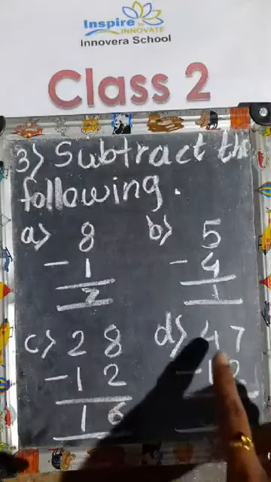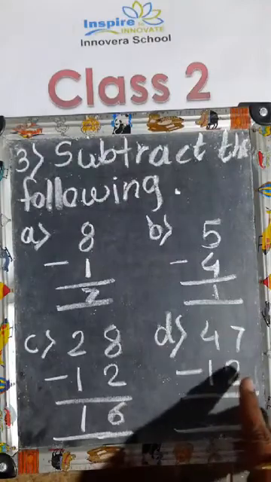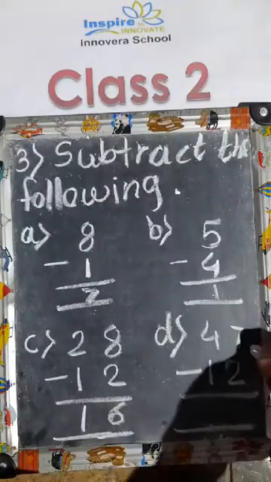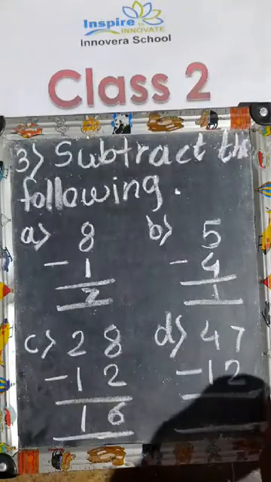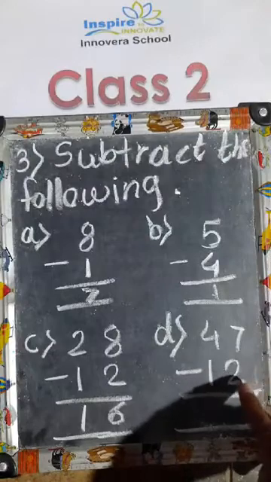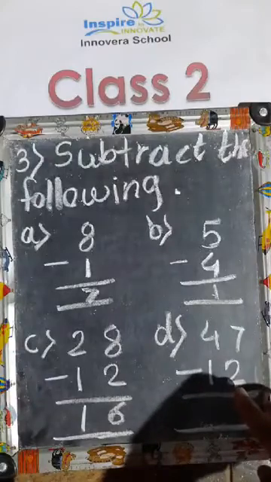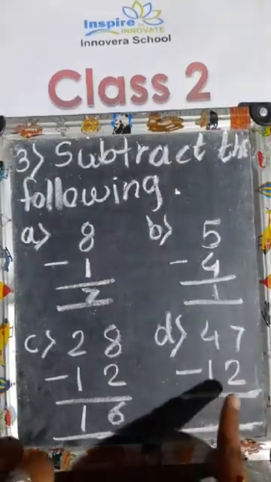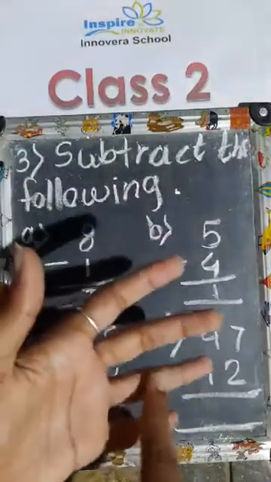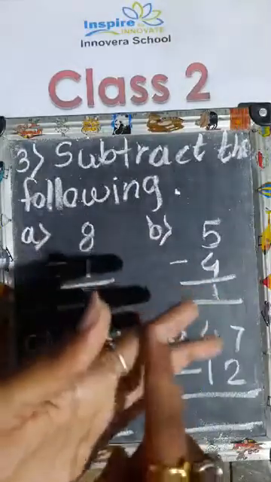What is the next number? 47 minus 12. In the same way we will do it. First of all, we are going to start from the ones column. Again you can use the easy method. After 2, you start counting until the number 7 comes. After 2: 3, 4, 5, 6, 7.